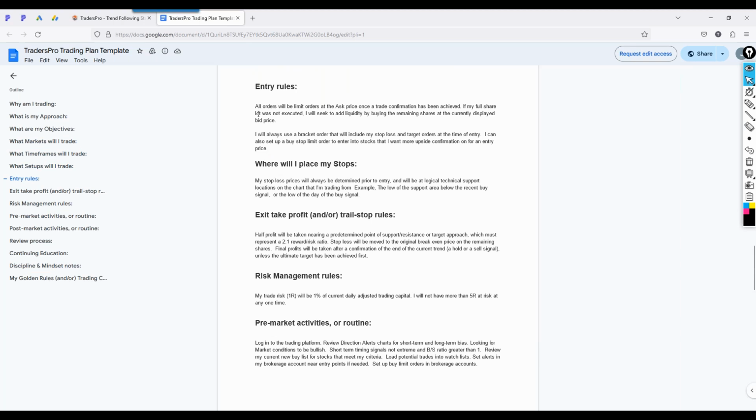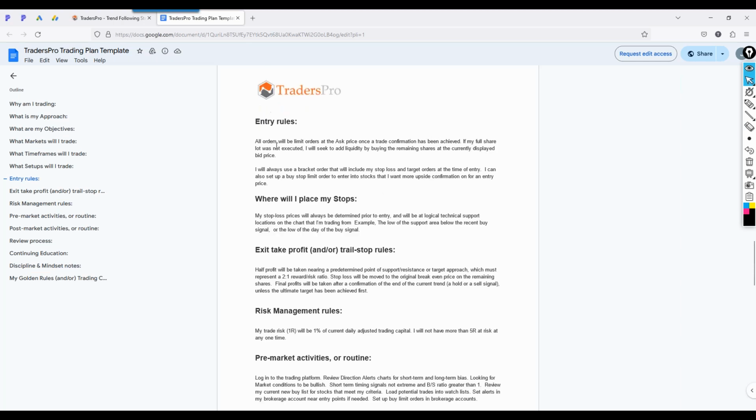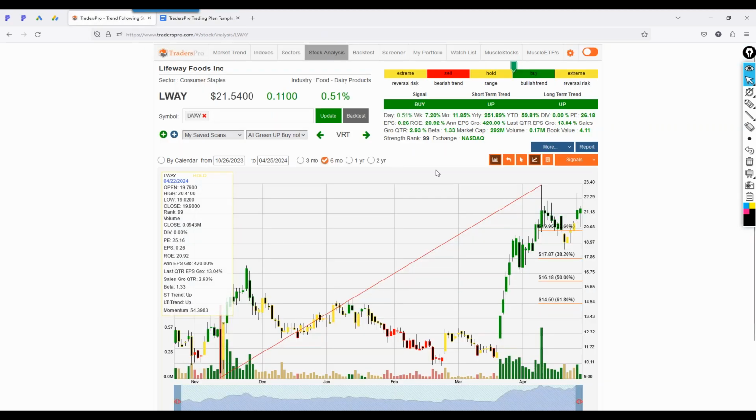Entry rules: all orders will be limit orders at the ask price, or all orders will be limit orders with the market price. In a lot of cases, what we'll do is put on just a limit order, and as soon as the market opens and the price is under the limit, it'll immediately fill like a market order. So make sure those rules are in place, and then just follow them.